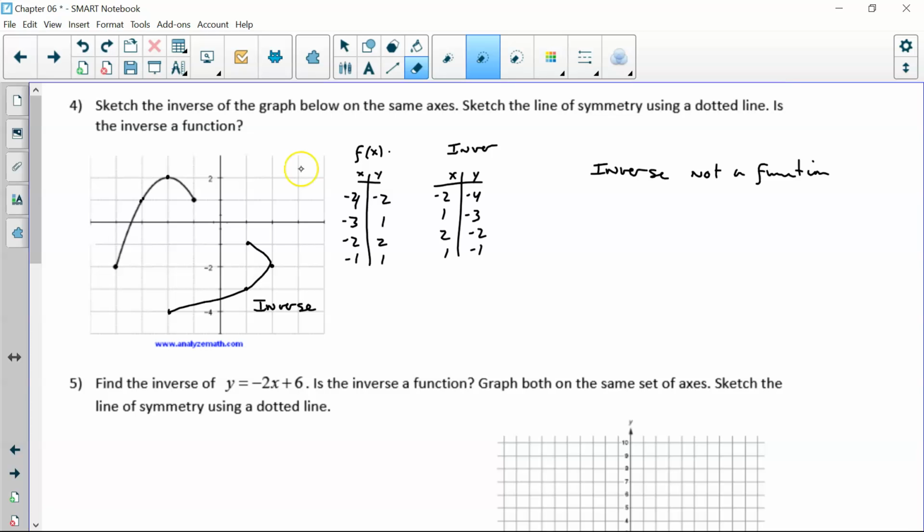Now the line of symmetry is that line y equals x. If you were to fold along that line y equals x, the graphs would match up.